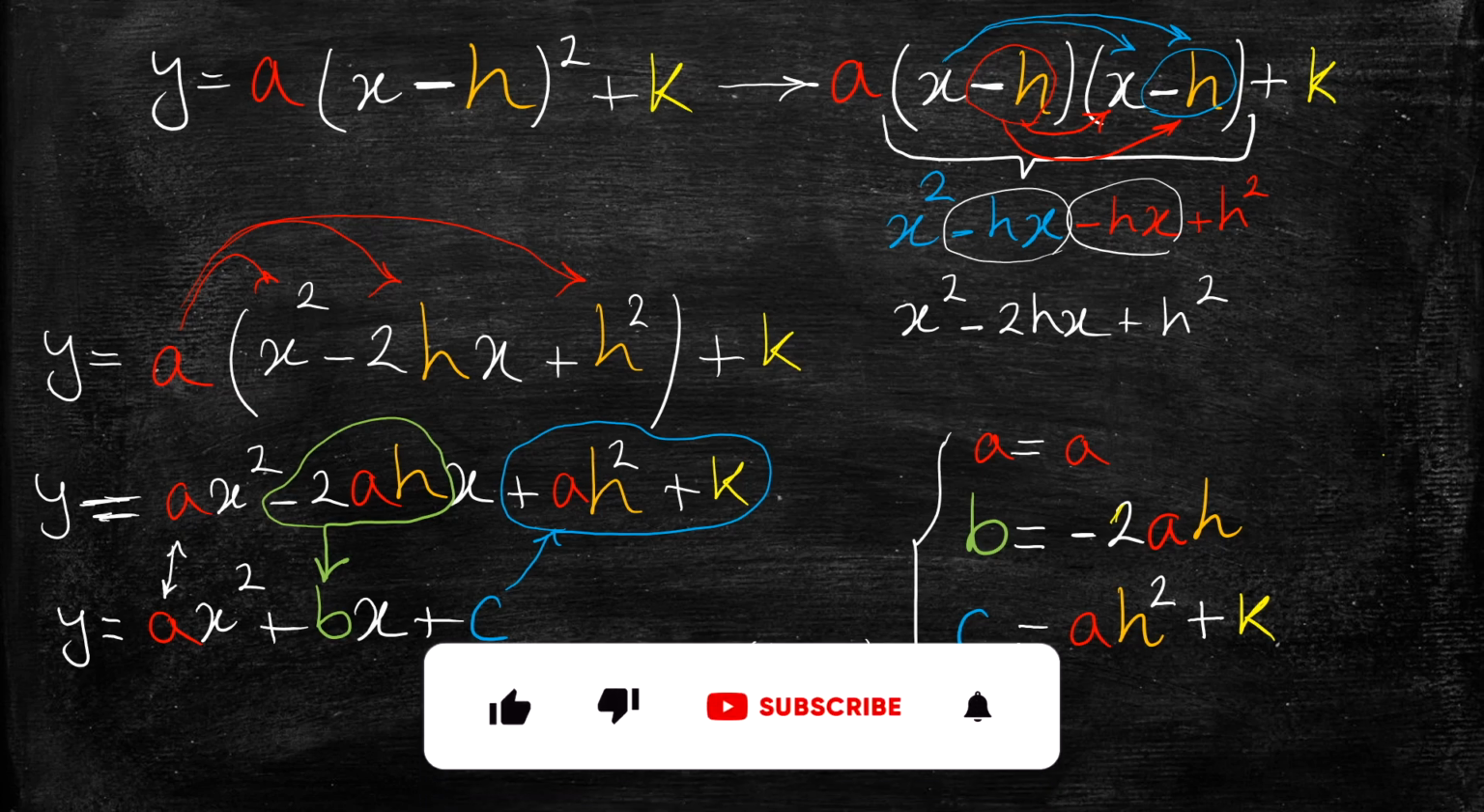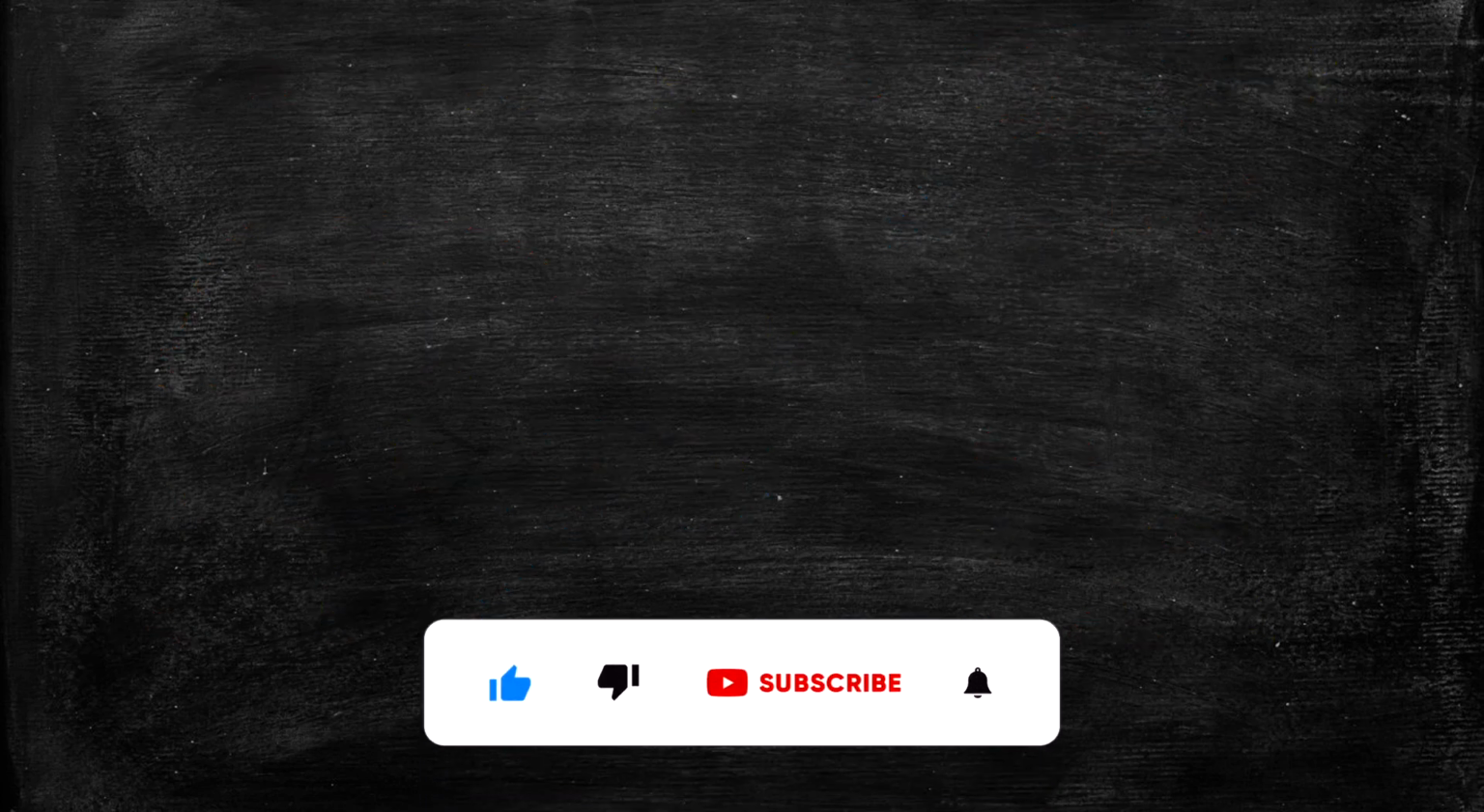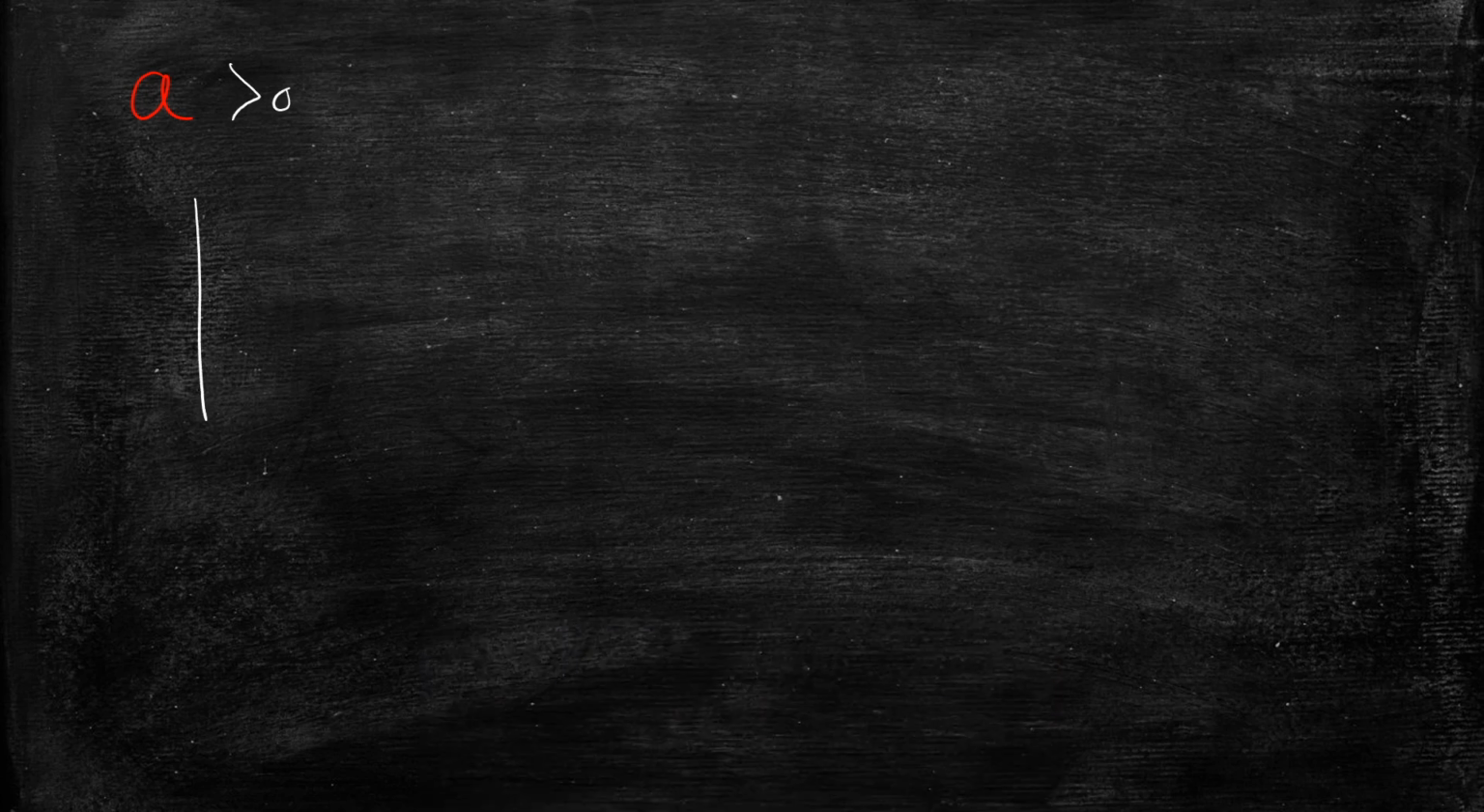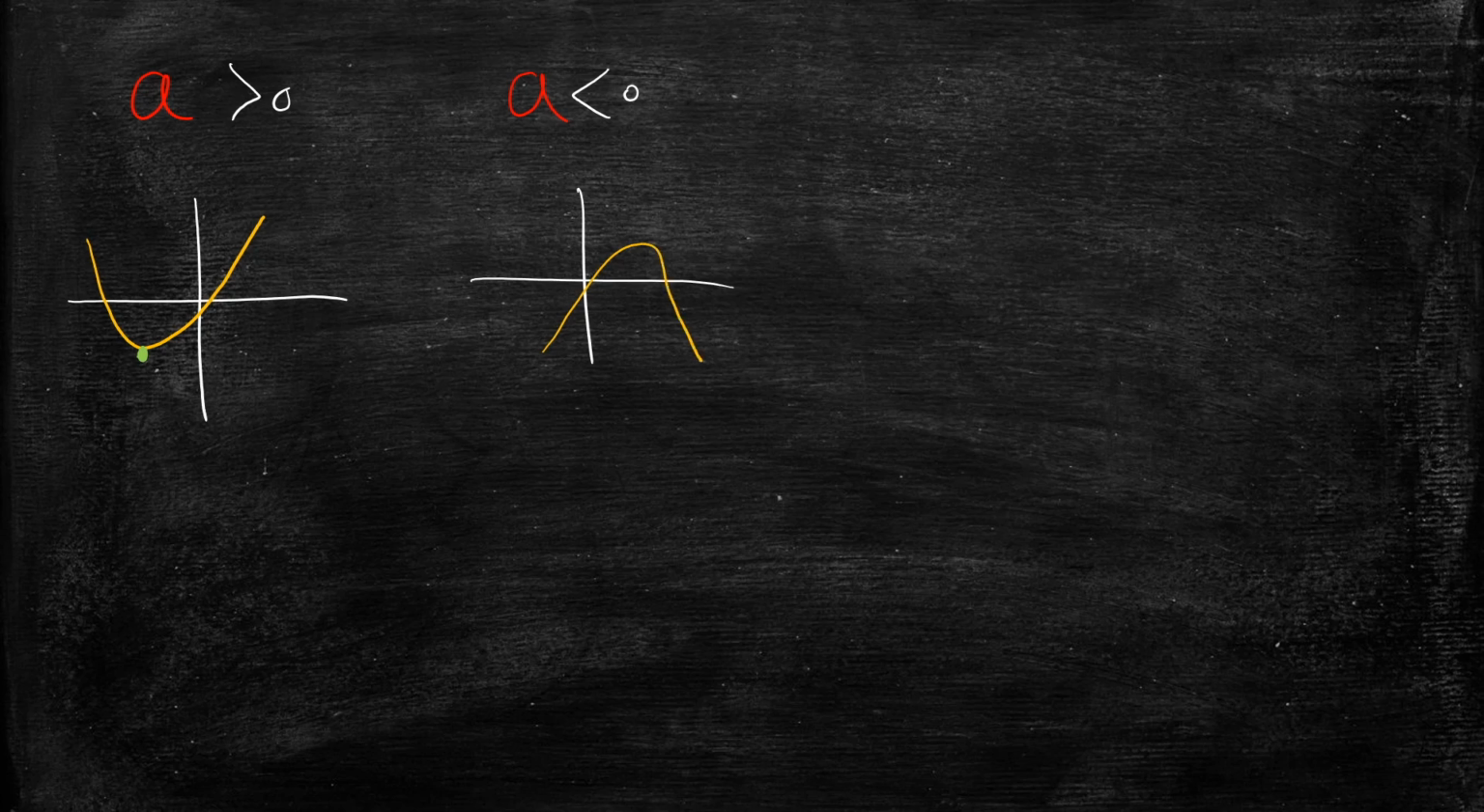Let me actually summarize that. So when A is positive, the mouth of the shape is upward, so you have the vertex is a minimum for this equation, the lowest point. And when a is negative, the mouth of the shape is downward and the vertex is a maximum.